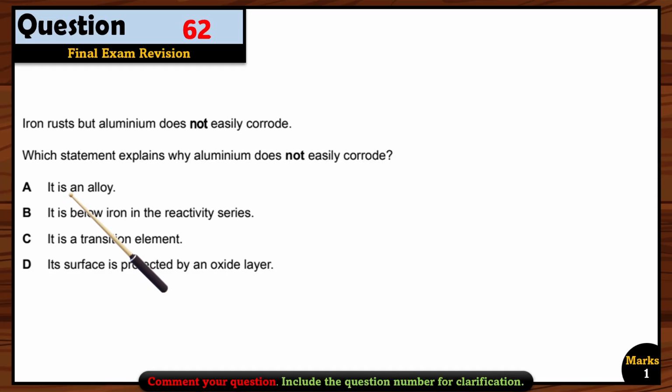Now let's see another question. Iron rusts, but aluminium does not. Okay, you see aluminium is more reactive, but it is not rusting. Again, the same reason, because its surface is protected by an oxide layer.